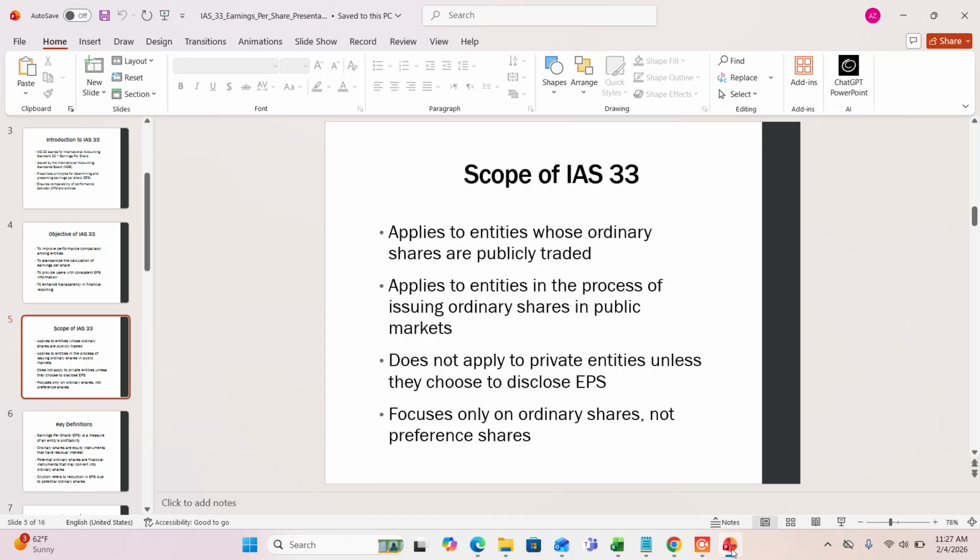Scope of IAS 33. IAS 33 applies to entities whose ordinary shares are publicly traded or are in the process of being issued in the public market. It also applies when an entity voluntarily presents EPS. The standard focuses only on ordinary shares and instruments that can potentially be converted into ordinary shares. Preference shares are excluded unless they affect earnings attributable to ordinary shareholders.